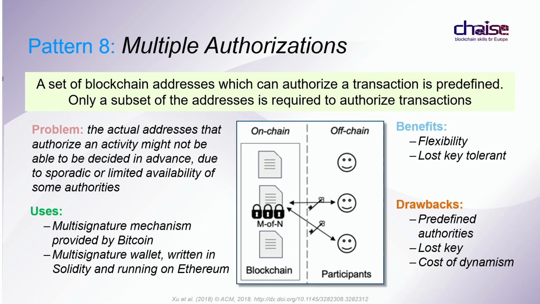Drawbacks: predefined authorities. Although the pattern enables flexible binding, all the possible authorities still need to be known in advance of any decision or update. Lost key. At least m private keys among the n private keys should be kept safely to avoid losing control. Cost of dynamism. If a public blockchain is used, updating the list of authorities costs money, as does deploying the logic for multiple authorities. There is a greater cost for storing multiple addresses compared to only one.